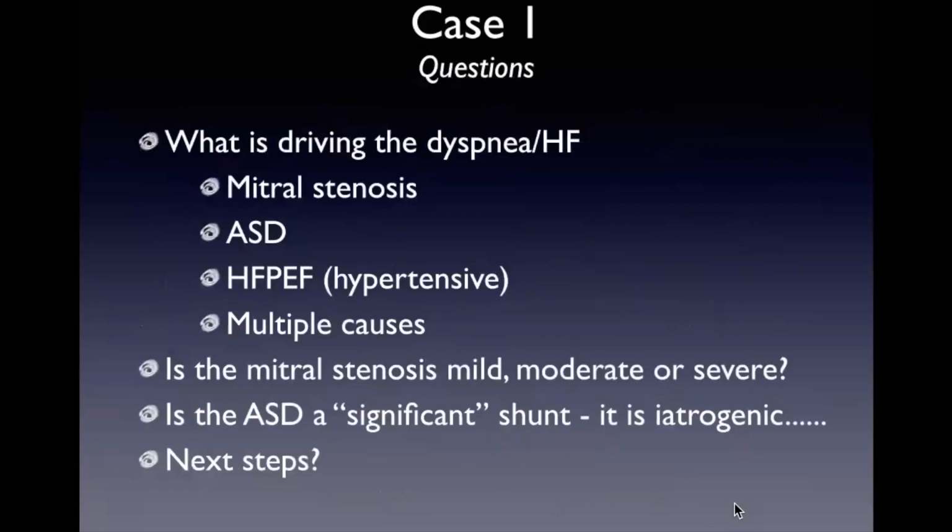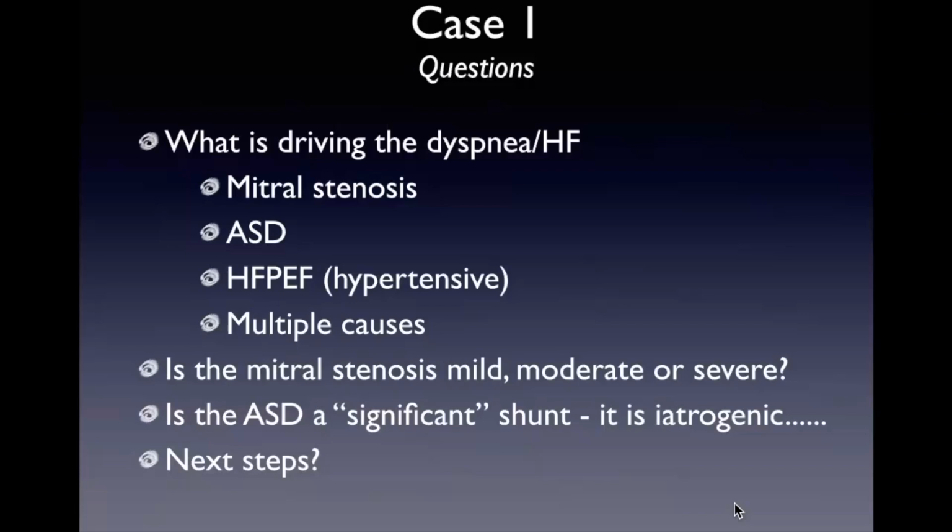So the questions in this case: what is driving the dyspnea and heart failure in this patient? Is it the mitral stenosis? Is it severe enough to drive it? Is it the atrial septal defect? Certainly looks like there's significant flow across that ASD. She's hypertensive, so could heart failure with preserved ejection fraction with diastolic dysfunction contribute to this as well? Or is it multiple causes, all three playing a role in this?